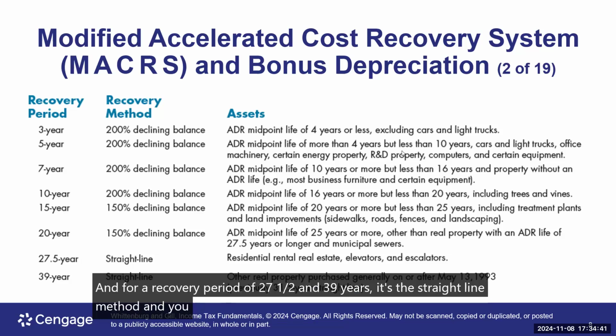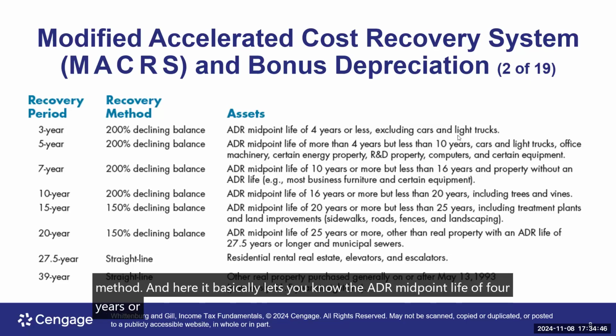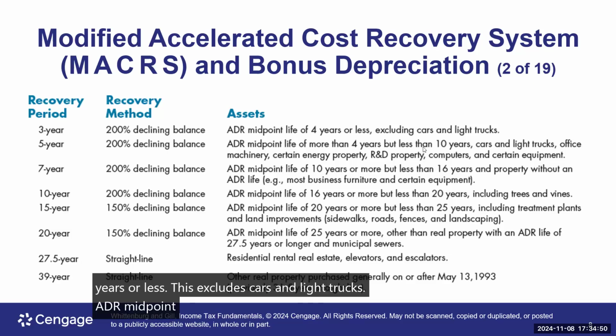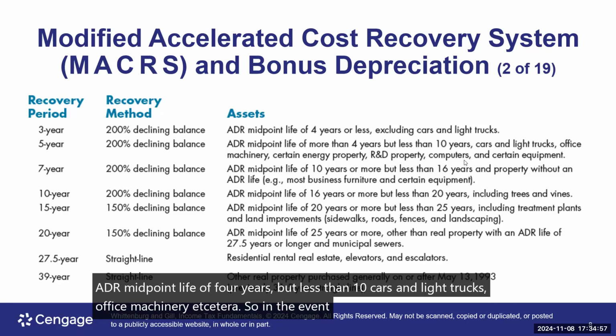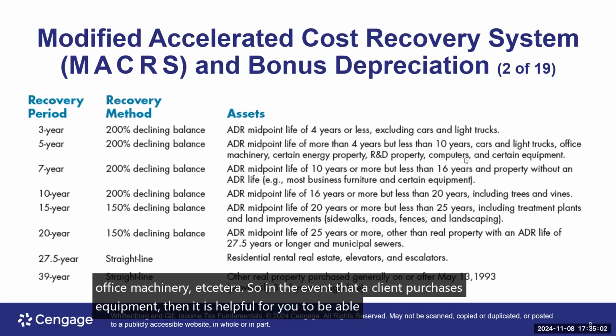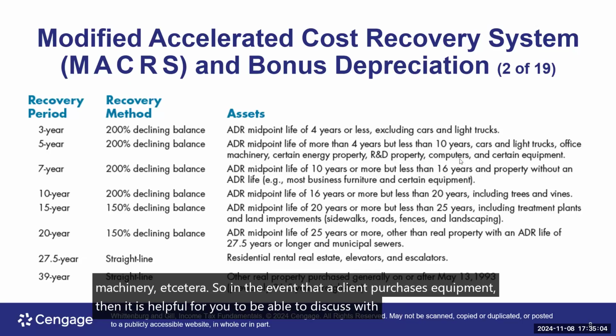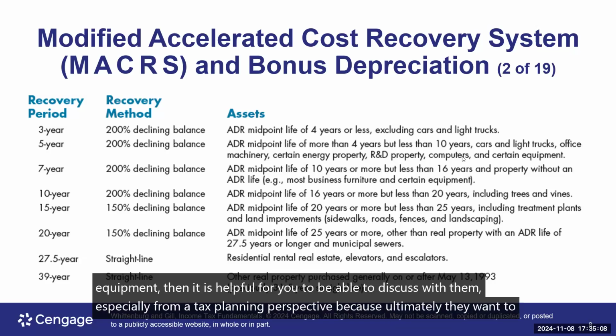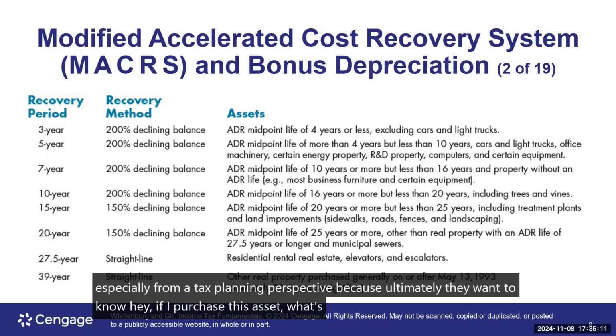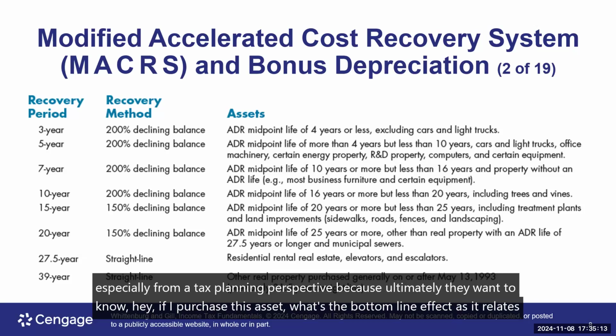And here it lets you know the ADR midpoint life of 4 years or less. This excludes cars and light trucks. Then ADR midpoint life of 4 years but less than 10 covers cars and light trucks, office machinery, etc. So in the event that a client purchases equipment, it is helpful for you to be able to discuss it with them, especially from a tax planning perspective, because ultimately they'll want to know, hey, if I purchase this asset, what's the bottom line effect as it relates to taxes?